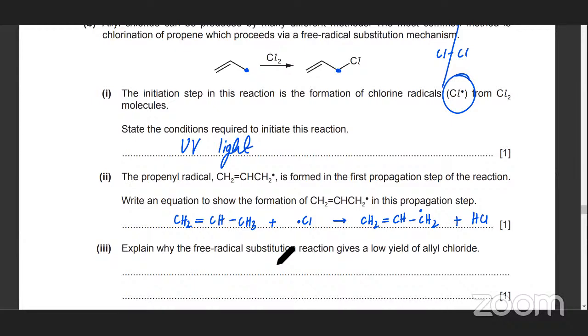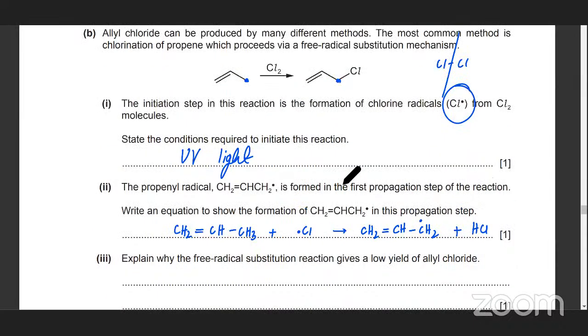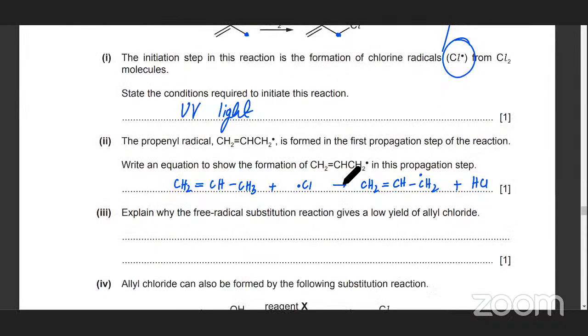Next one is: explain why the free radical substitution reaction gives a low yield of allyl chloride. So why does it give a low yield? Who will tell me the answer? Why are we getting a low yield? Ibrar, Rida, why are we getting a low yield in this case?